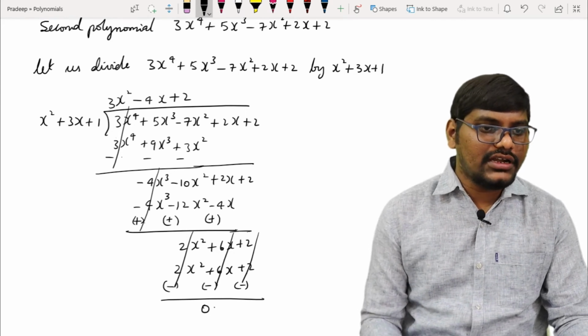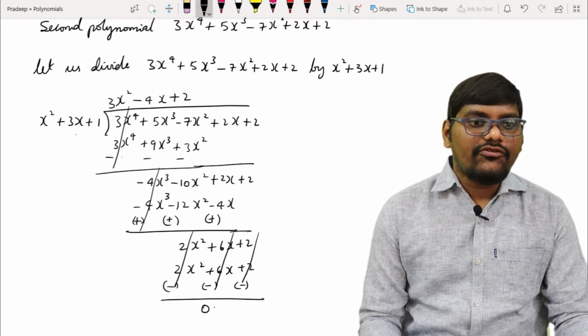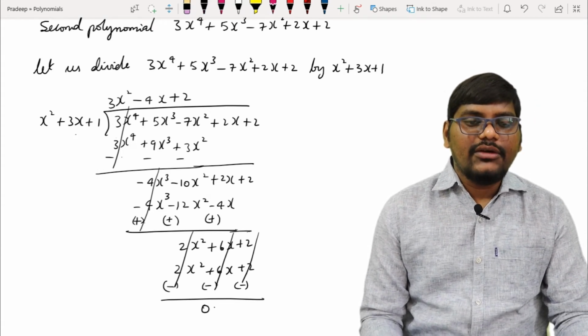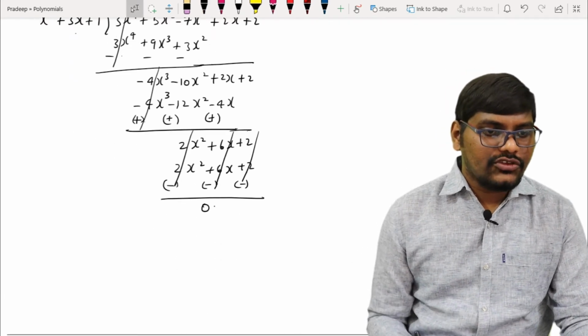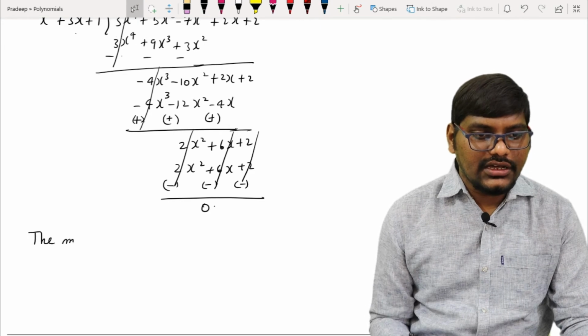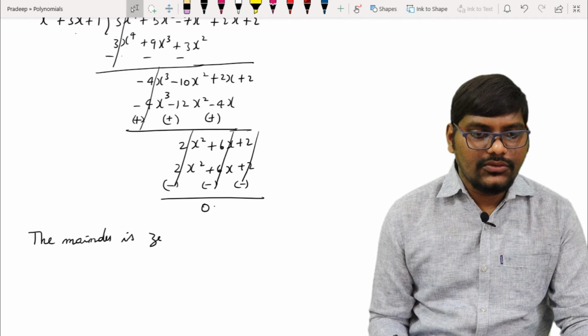Then we can say that x square plus 3x plus 1 is a factor of this particular p of x. So we'll write the conclusion as the same: the remainder is 0.